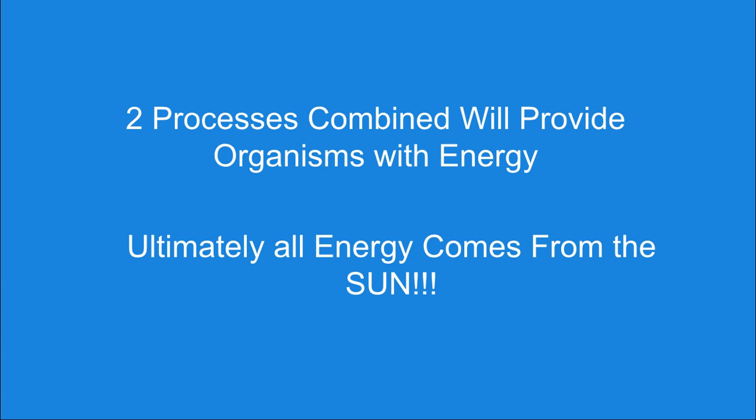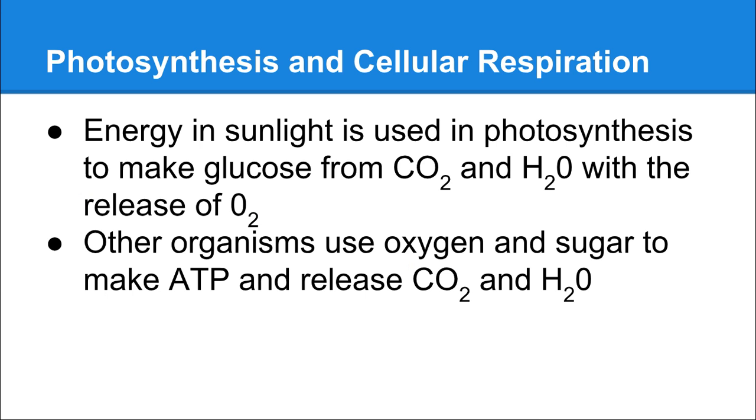No matter if you're getting your energy from a hamburger or from an apple, it originally came from the sun. Okay, so photosynthesis and cellular respiration. Energy in sunlight is used in photosynthesis to make glucose from carbon dioxide and water, with the release of oxygen. Other organisms use oxygen and sugar to make ATP, which is energy, and release carbon dioxide and water.